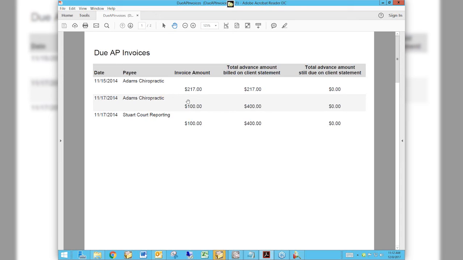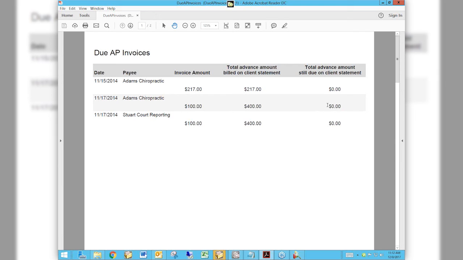So if this client had paid $200 of their advances that they were billed in their bill, this client of the firm got a bill that included $400 in advances and only paid 200 of them, we would see here that we owe Adams Chiropractic 100. The client was billed 400, but they still have 200 to pay. We don't actually see that here. I'm just giving you an example.